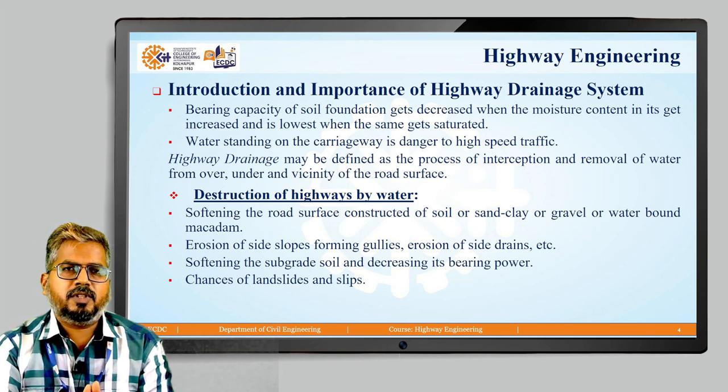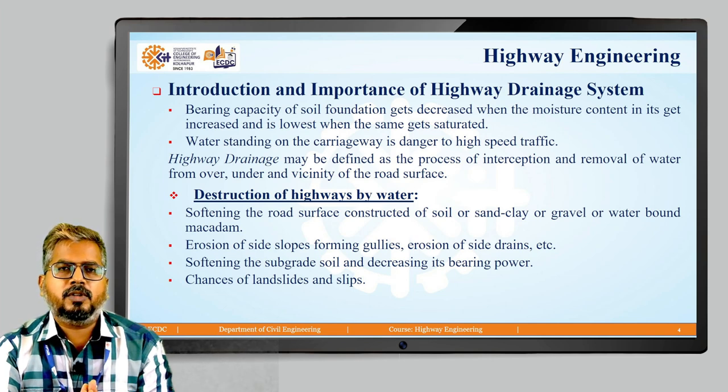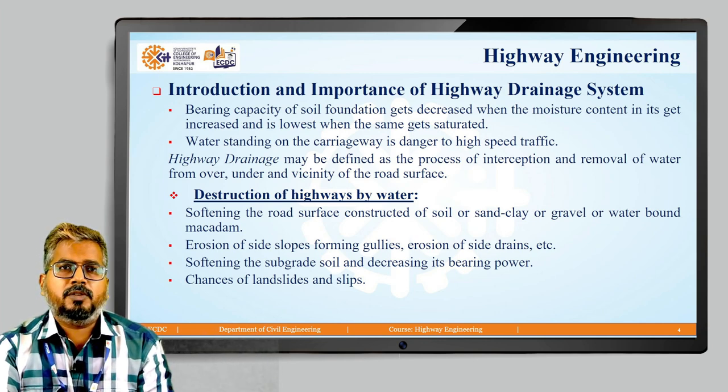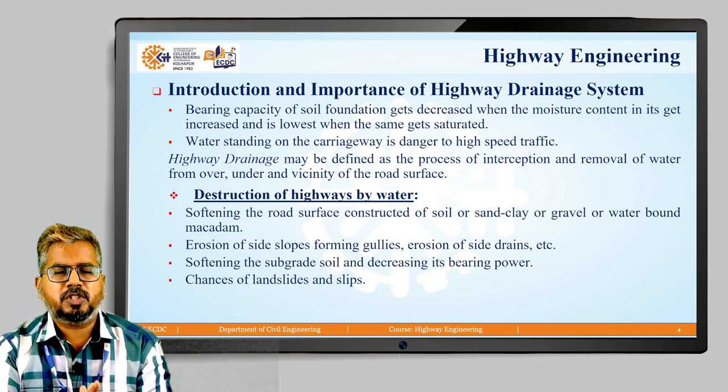Now the thing is, whenever a lot of water gets accumulated on the surface of the highway, it has the tendency to seep through the various layers of pavement. So the bearing capacity of a soil foundation reduces the moment the moisture content in it starts to increase. And the standing water on the carriageway is very dangerous for vehicles moving at a very high speed. So highway drainage can be defined as the process of interception and removal of water from over, under and vicinity of the road surface.